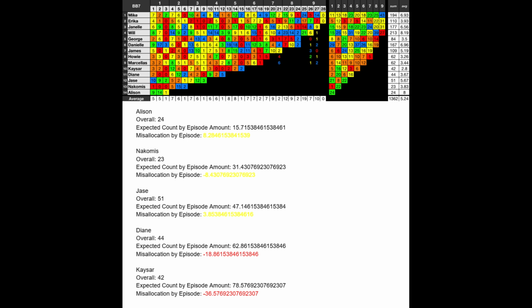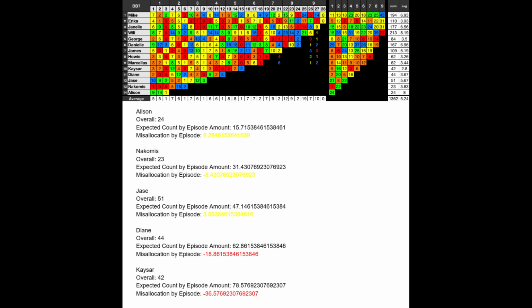Jace has an overall diary room count of 51, with an expected count by episode amount being 47.14, causing him to have a 3.85 misallocation by episode, so he has that pretty close to perfect ratio. Diane has an overall diary room count of 44 diary rooms, where her expected count by episode amount is 62.86, causing her to be the first one in the red of this season pertaining to misallocation, as she has negative 18.86 less than she should have for a fair edit.